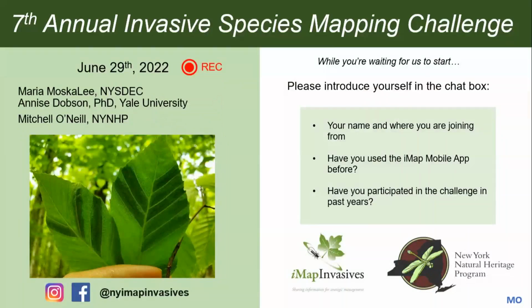Today we're talking about the 7th annual Invasive Species Mapping Challenge for New York. We're so excited to run this again this year. We've gotten a lot of great data over the past few years, a lot of great participation, and we really like to continue that. So I'll give some background on the challenge and IMAP, and then we'll also hear from some experts today. So we have Maria Moscali from the DEC to talk about beech leaf disease, and we also have Anna Stopson from Yale to talk about jumping worm.